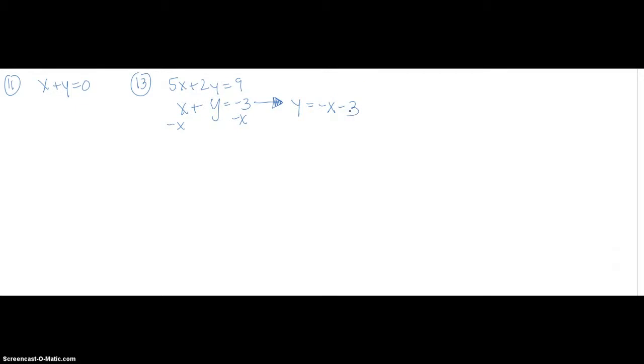Okay? So now, because you know what y is equal to, negative x minus 3, you could put that into the other equation for y. Those are equal. So everything else stays the same. I'm just going to have 5x plus 2 times, take the y out, put negative x minus 3 in, equals 9. So now, if you look at this problem and you still have an x and a y in the equation, you have plugged in wrong. Okay, so reevaluate how you plugged in. But if not, you can go ahead and distribute and solve.